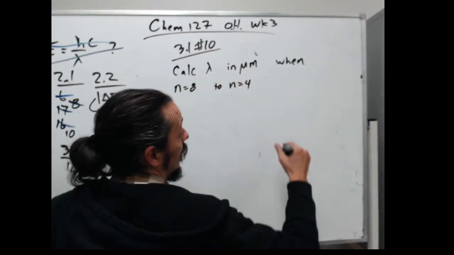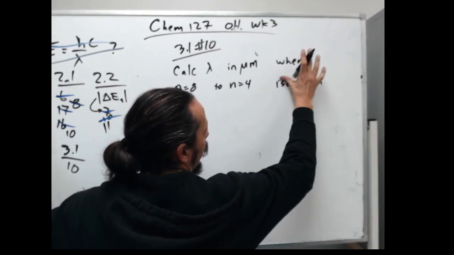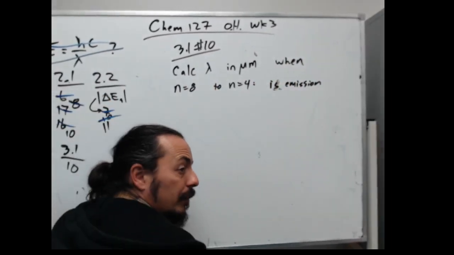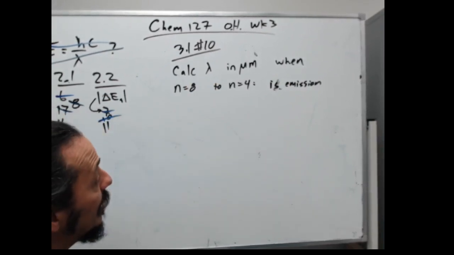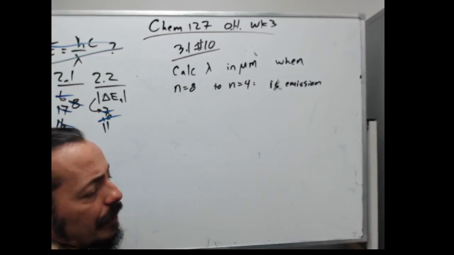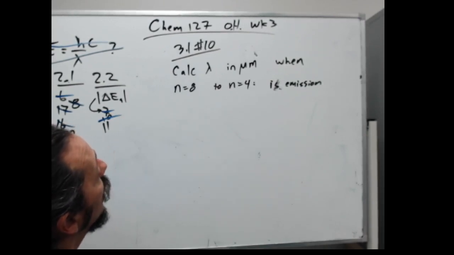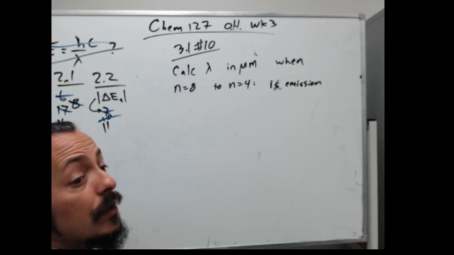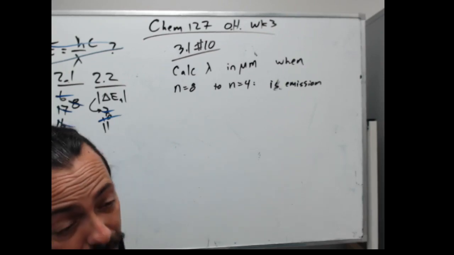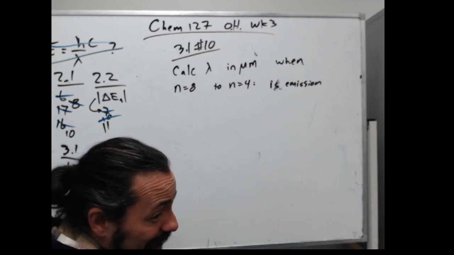So first thing I can recognize is emission, because I'm going from a bigger number to a smaller number. Micrometers, because that's just how the energy works out. I'm expecting something around 100 or 1,000 micrometers, so it's not going to be visible, it's going to be infrared. You each have different randomized numbers. I'm going to do it for the 8 to 4, but it's going to be the same process.